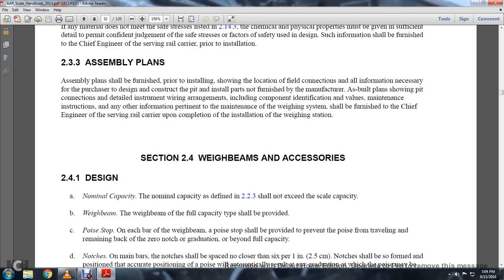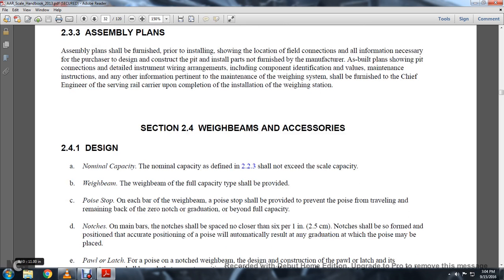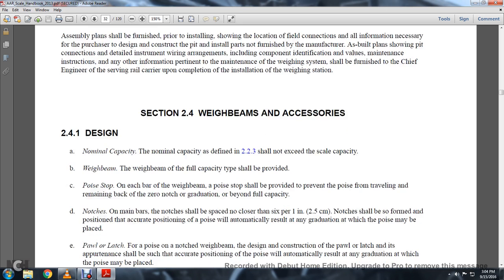Section 2.4, weighing beams and accessories. 2.4.1 Nominal capacity. Nominal capacity as defined in 2.2.3 shall not exceed the scale capacity, the weight of the beam, and the full capacity type to be provided. A poise stop shall be provided on each of the weigh beams to prevent the poise from traveling backward over the 0 notch graduation and beyond the full capacity notches.